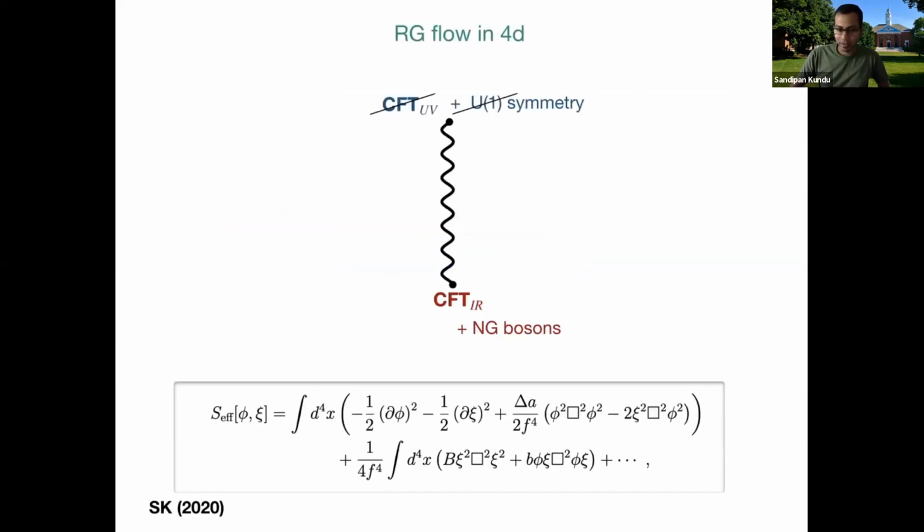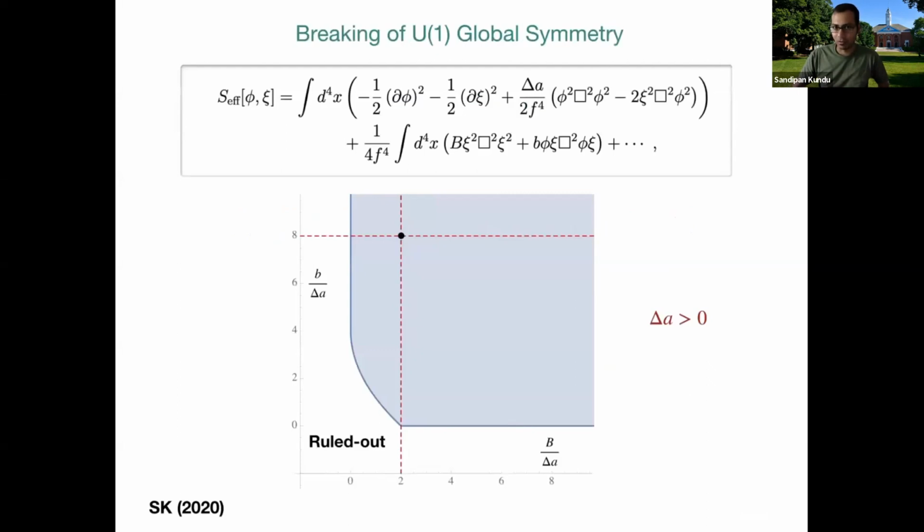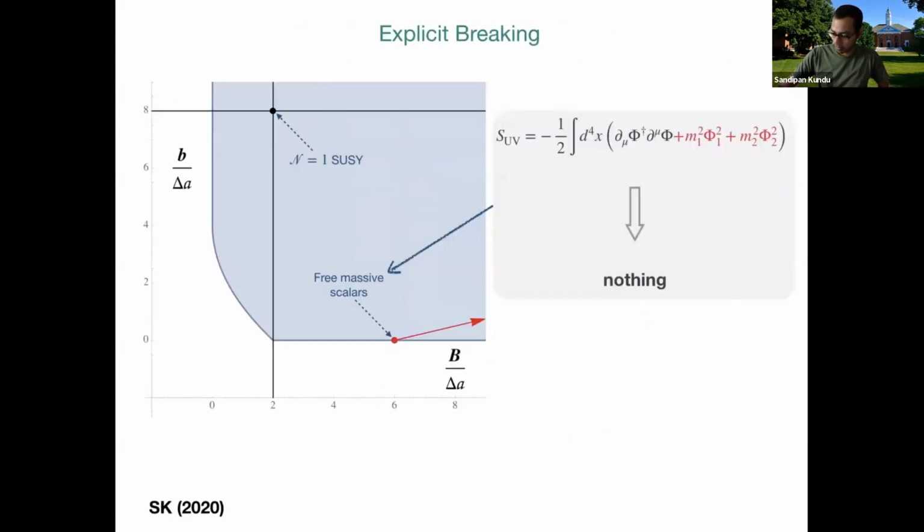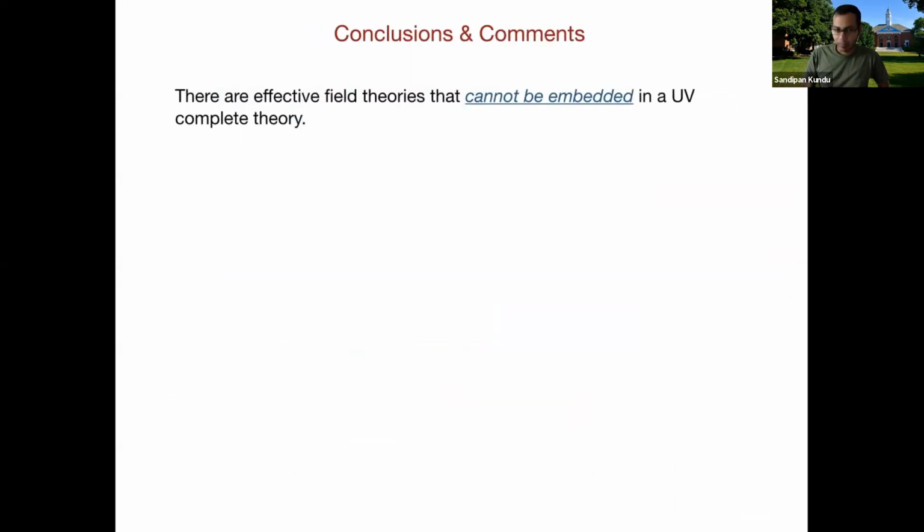I don't want to go into the applications. There are applications for RG flows with global symmetry breaking, where we know the effective action, so you can actually constrain the effective action, and you get new kinds of bounds from these CFT arguments. But let me not go into that. Okay, let me now conclude.